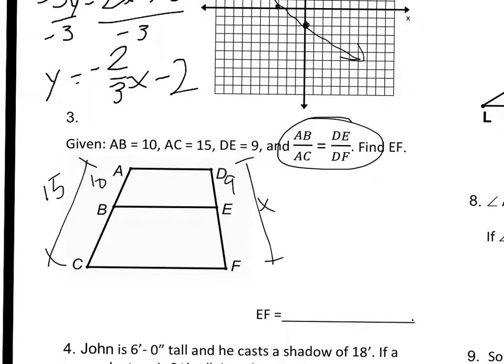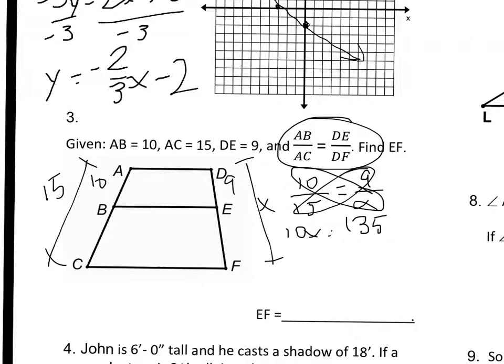So let's look, I'm going to use this to solve right here. So we got 10 over 15, using what's given to us, equals 9 over x. So if we cross multiply, I get 10x, and if we cross multiply here, 9 times 10 is 90, and 9 times 5 is 45. So I add 90 and 45, I get 135. And now I just need to divide by 10. If I divide by 10, I get 13.5. So this whole thing, x, is 13.5. And if the whole thing is 13.5, subtract 9, which gives me this other piece right here, which is 4.5.